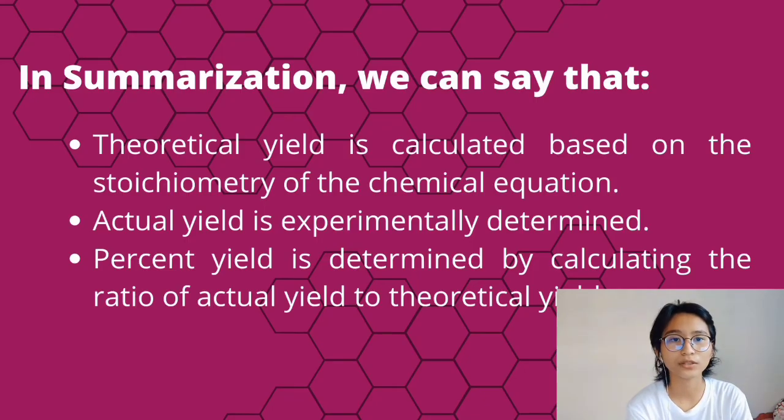In summarization, we can see that theoretical yield is calculated based on the stoichiometry of the chemical equation. Actual yield is experimentally determined. Percent yield is determined by calculating the ratio of actual yield to theoretical yield.